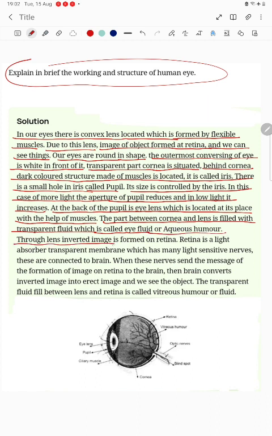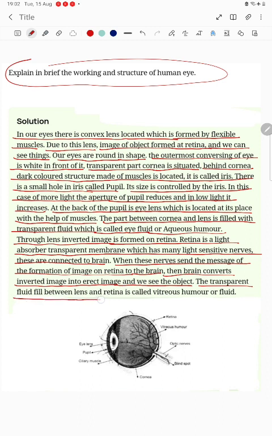Through the lens, an inverted image is formed on the retina. The retina is a light-absorbing transparent membrane which has many light sensitive nerves. These are connected to the brain. When these nerves send the message of the image formation on the retina to the brain, the brain converts the inverted image into an erect image and we see the object. The transparent fluid filled between the lens and retina is called the vitreous humor.